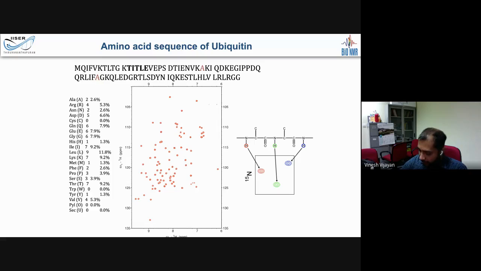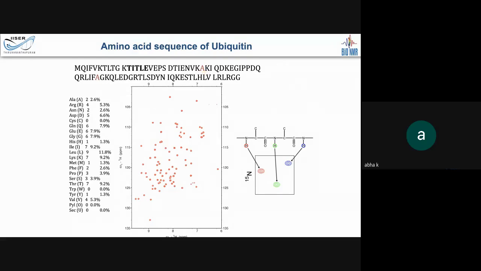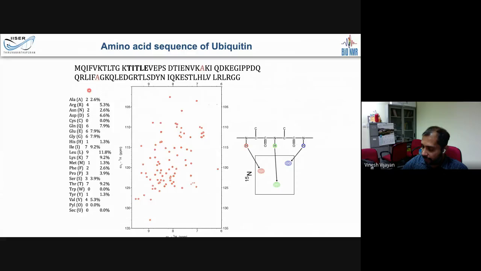Okay, so we have to now understand where this alanine is in your molecule, in the spectrum, where you have to identify the NH peak that corresponds to that alanine. However, there are two alanines in your sequence. This is a 76 amino acid protein called ubiquitin, and you see there are two alanines here. So we do not know which alanine is where in this one.